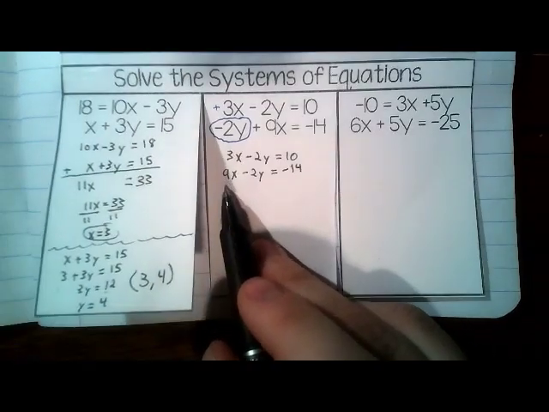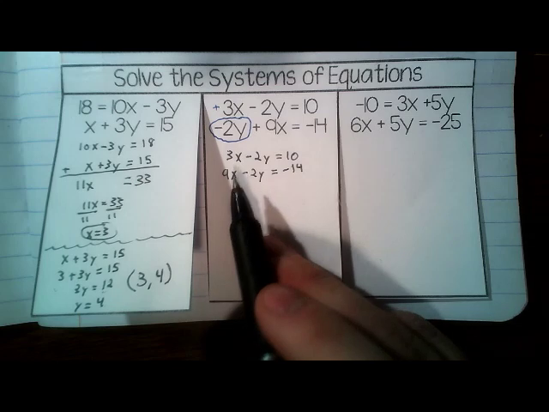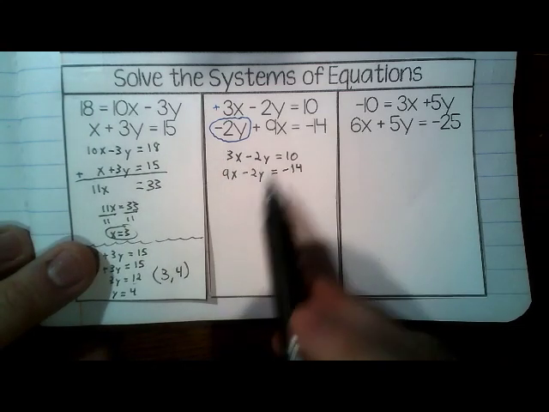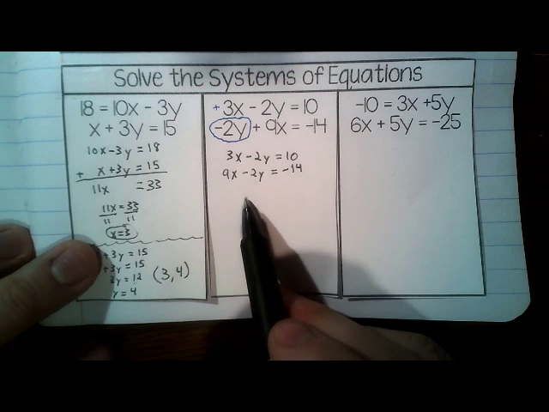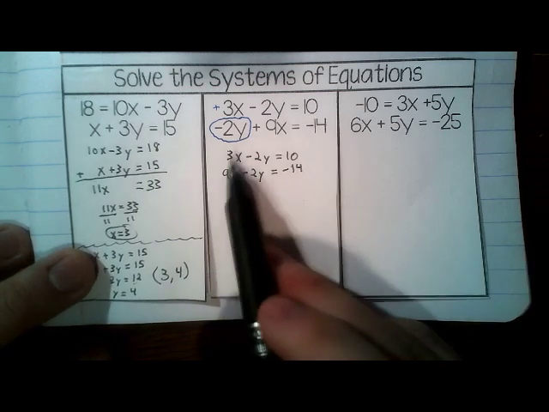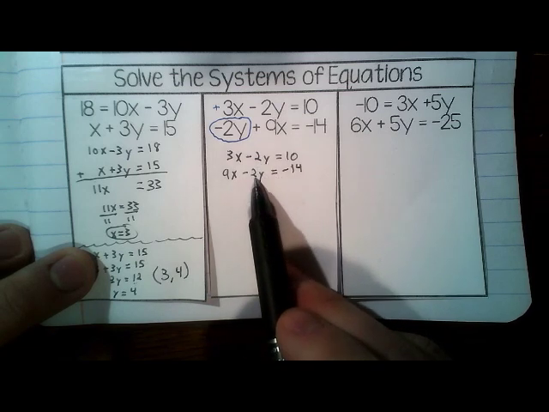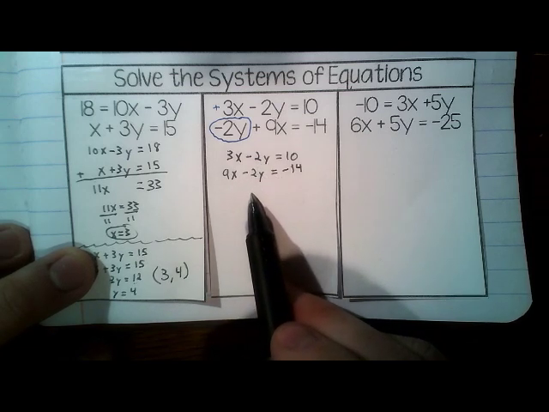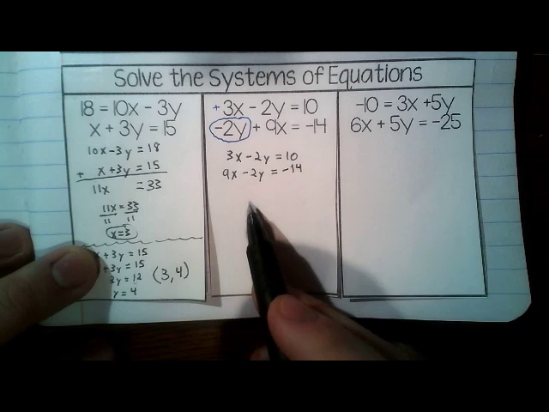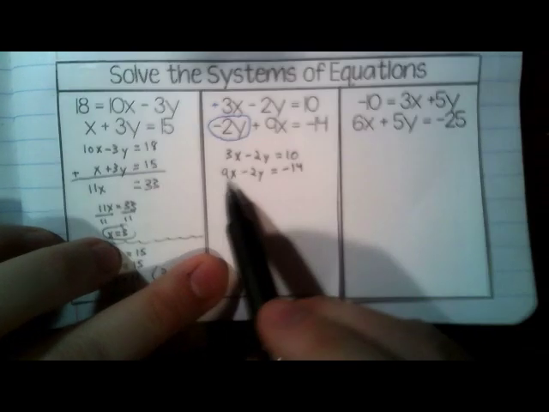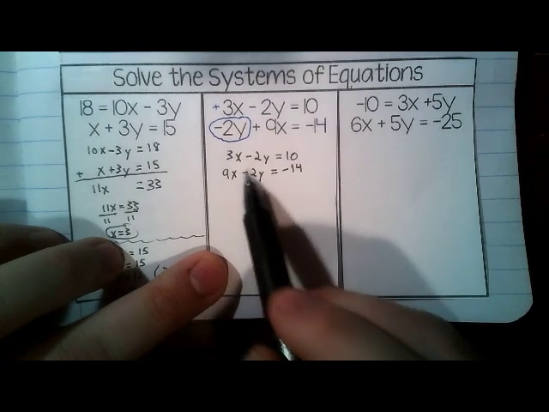And now step 2, I've got to see, do one of my equations right away cancel a variable out, or am I going to have to manipulate it some more? 3x and 9x, that would be 12x. Negative 2y, negative 2y, negative 4y. I have to change something. This one's pretty nice. I'm only going to have to change this sign into a positive.